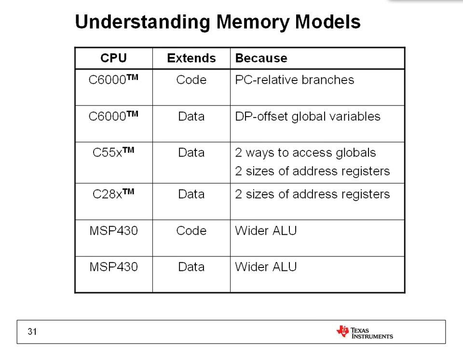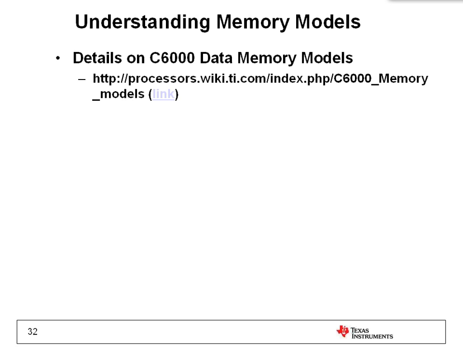On the MSP430, there's a different code and data model. There's a wider ALU, arithmetic logic unit. That's a portion of the CPU. And there are special instructions for using the wider ALU operations, but they cost you, so something to be aware of there. There is a wiki article on the C6000 data memory models. If you really want to understand all the details on this and why it works that way and why the default is what it is, that wiki article will walk you all the way through it.